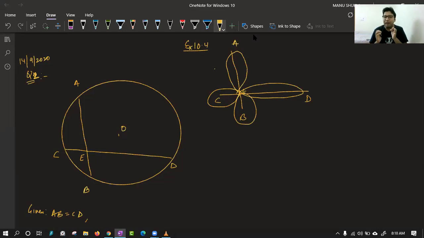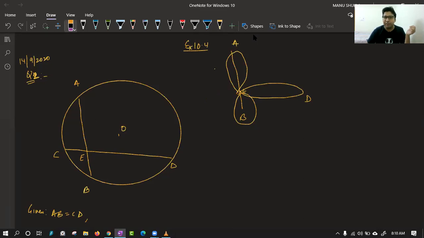Till now, is it clear to everyone what we need to do in this question? I'm again reading the question. Try to understand. If two equal chords of a circle intersect within the circle, prove that the segments of one chord are equal to corresponding segments of other chord. So one segment AE is equal to ED, we have to prove, and second segment CE is equal to EB. I guess this much is clear to everyone. Now we should understand how to prove this.